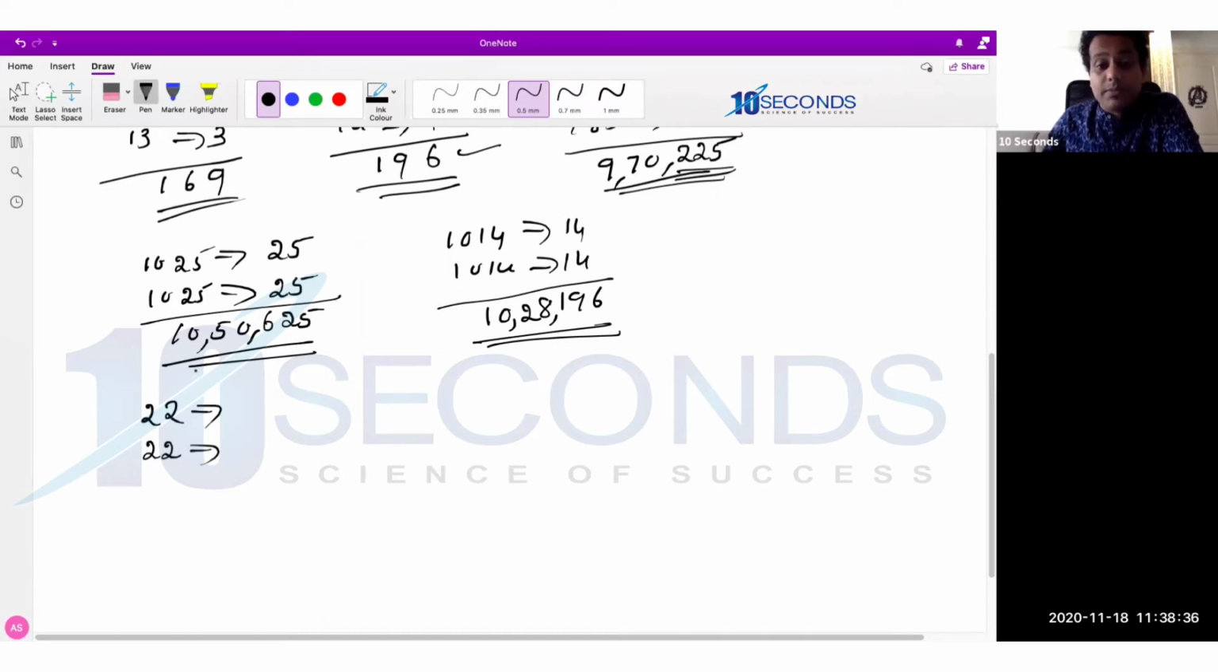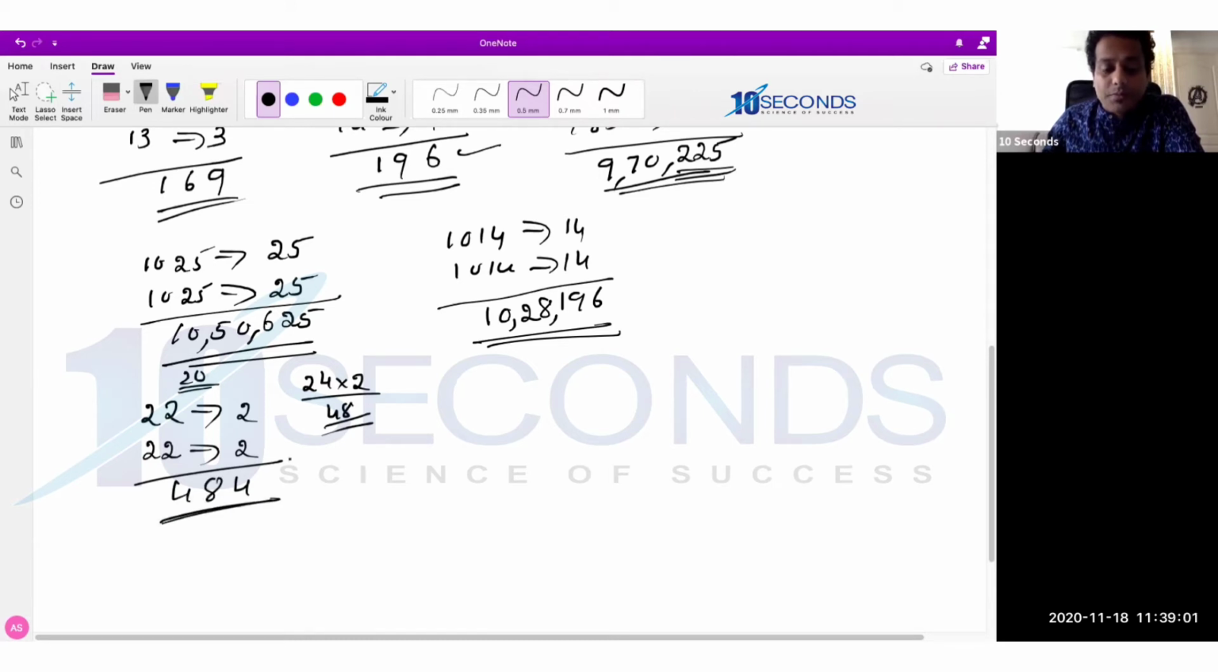You can take 20 as the base, but 20 is not a place value. Place values are 1, 10, 100, 1000. You can take 20 as the base. 2 more than 20, 2 into 2 is 4. 22 plus 2 is 24. So the answer is 24 into 2, 48. So it is 484.